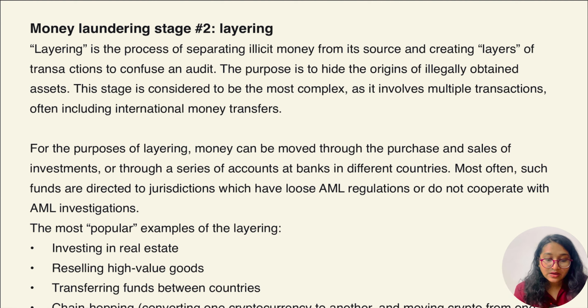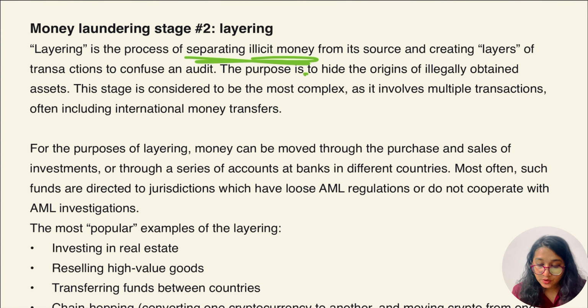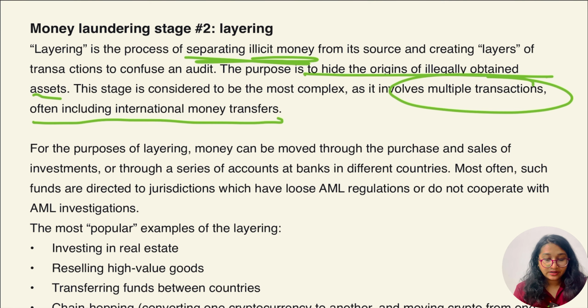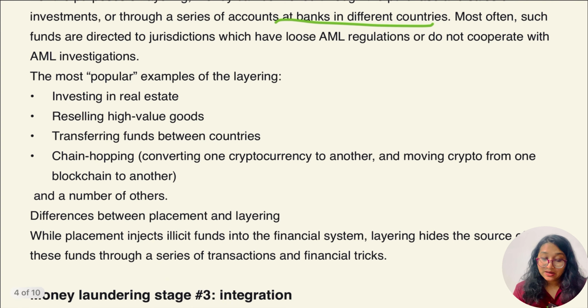Layering is a process of separating illicit, meaning illegal, money from the source and creating layers of transactions to confuse an audit. The purpose is to hide the origin of illegally obtained assets. This stage is considered the most complex as it involves multiple transactions, often including international money transfers. For the purpose of layering, money can be moved through the purchase and sale of investments or through a series of bank accounts in different countries. Most often such funds are directed to jurisdictions which have loose AML regulation or do not cooperate with AML investigations.